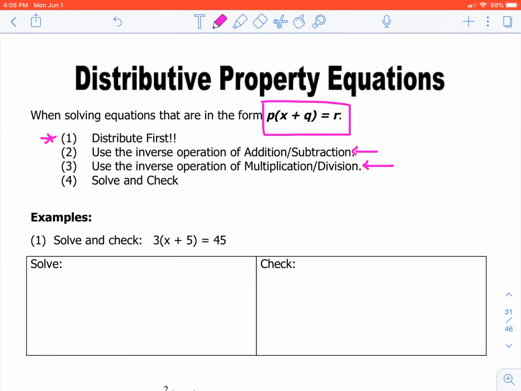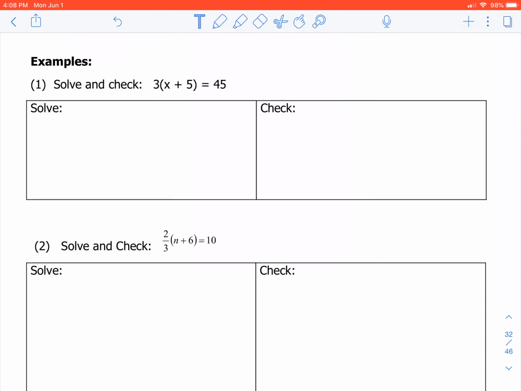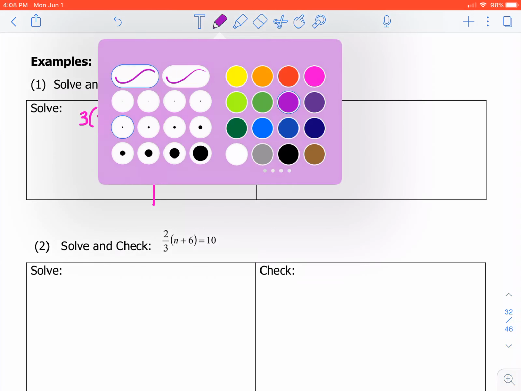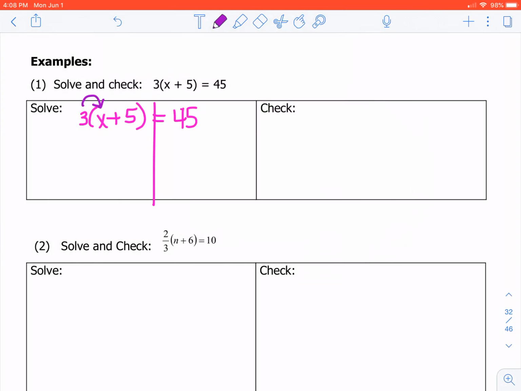So let me go through the first example with you. Number 1 says solve and check. So the equation that we're solving is 3 outside of the parentheses, x plus 5, equals 45. All right, so first thing I'm going to do is I'm going to distribute the 3 to the x. When I say distribute, that means I'm multiplying. So 3 times x is 3x. 3 times 5 is 15. Don't forget to distribute to the second term as well, which is all equal to 45.